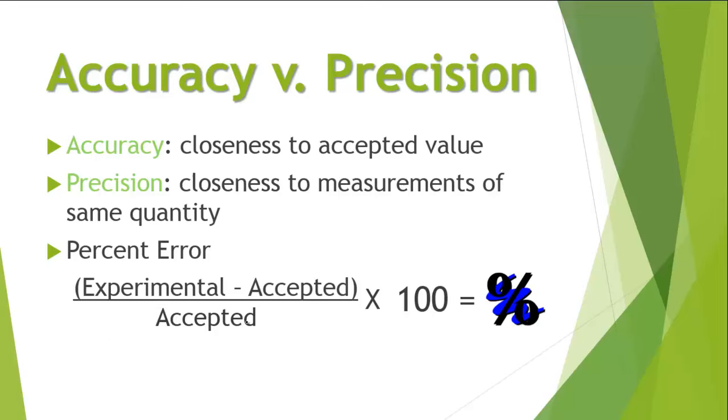Now you may find that you are getting negative percent errors. And that is just because your experimental value is going to be less than your accepted value. So a negative percent will mean that you are under the accepted. But it is perfectly okay to get a negative percent error.